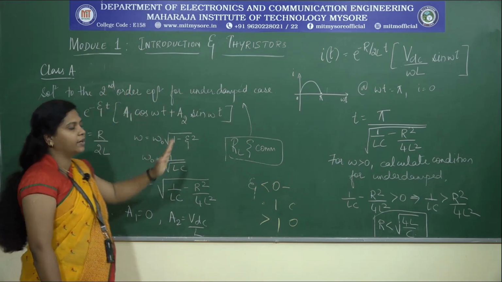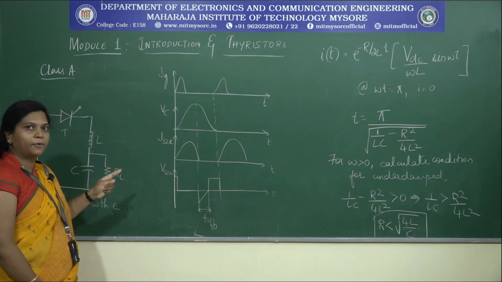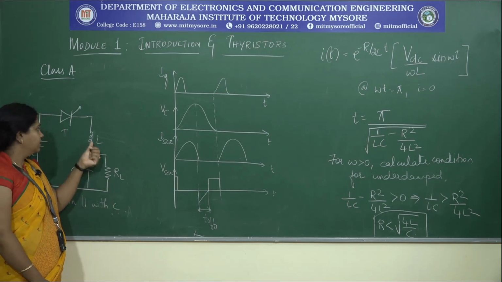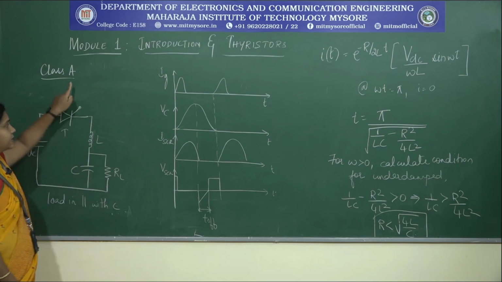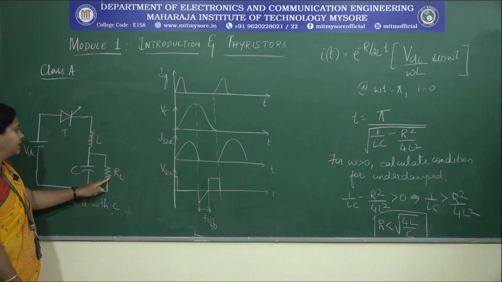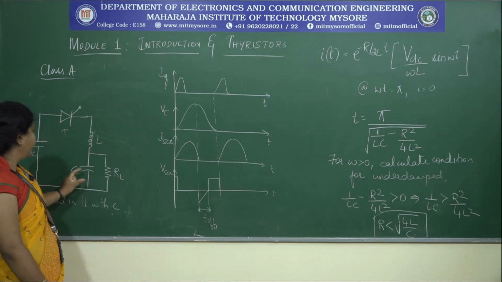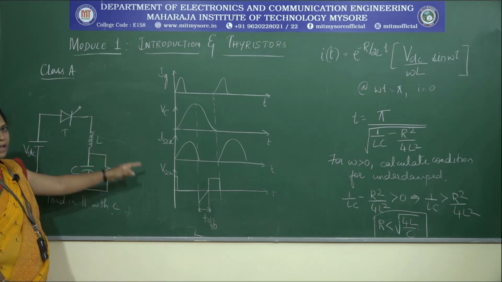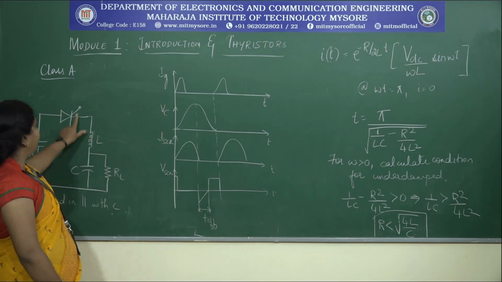So this was for a series resonant circuit. Previously we saw the class A type of commutation for the load connected in series, that is, the commutating elements connected in series with the load. Now in the same class A commutation, if we connect the load resistance in parallel to the commutating components, then what will happen? Almost a similar process.